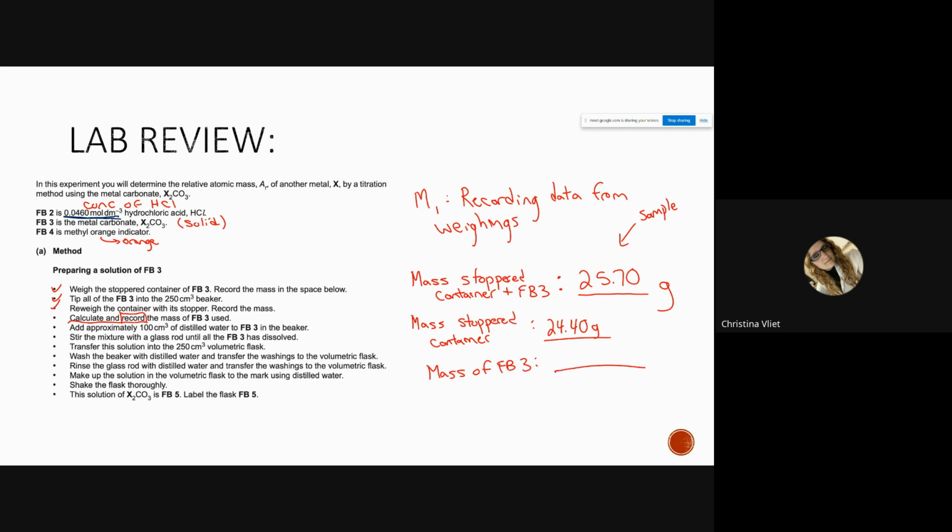Right, which you can do in your calculator. You do not have to show that I subtracted these two numbers, but you should understand the answer here is 1.30 grams. Does that make sense? Because in order to get the mass of FB3, you would subtract the two masses you got. And so this is your mass of FB3, which is your metal carbonate.